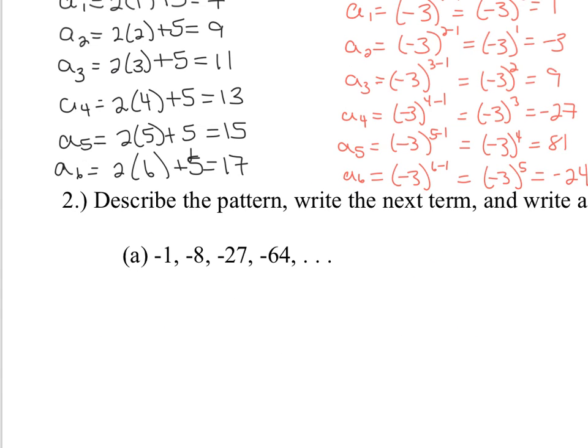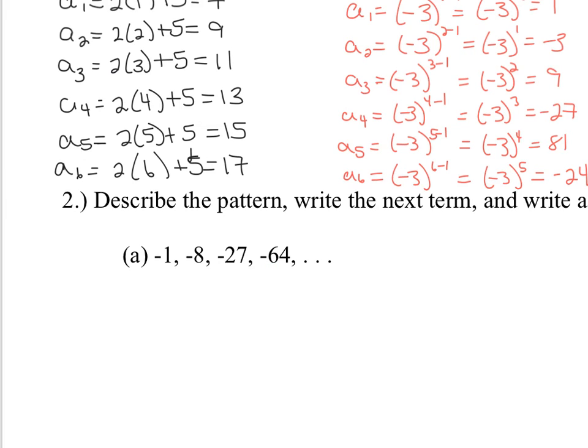For this next section, we're told to describe the pattern, write the next term, and then write a rule for the nth term of the sequence. So in part A, I noticed that -1, -8, -27, and -64, I recognize those as all perfect cubes, because 1 is 1 cubed, 8 is 2 cubed, 27 is 3 cubed, and 64 is 4 cubed. So the pattern that I see here is that they are all perfect cubes.